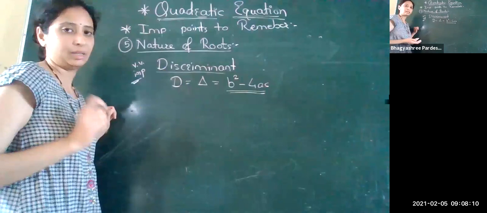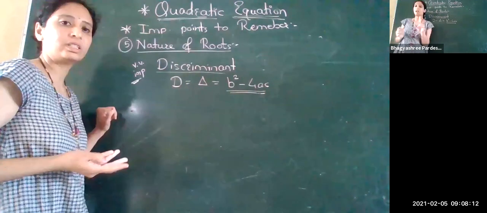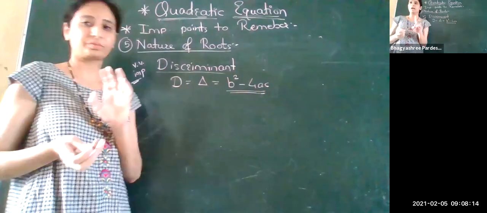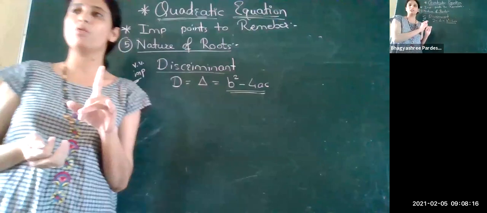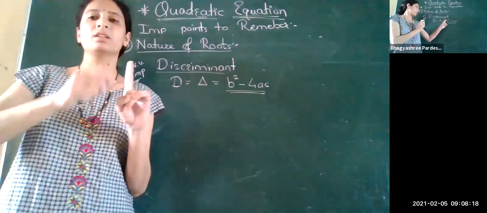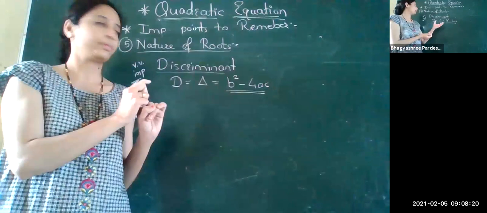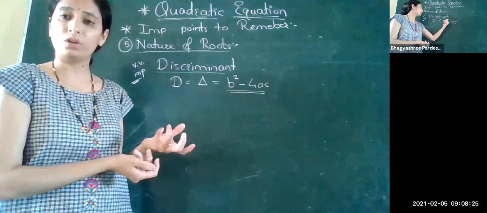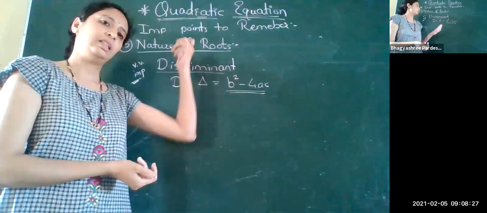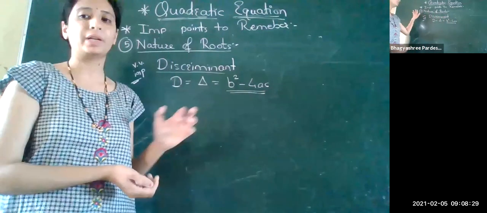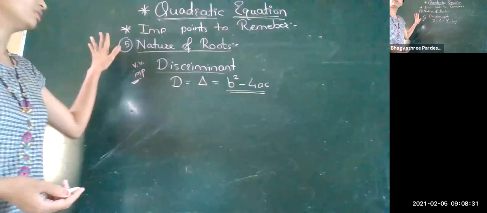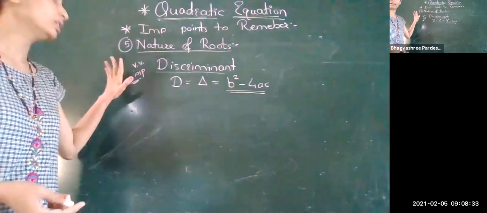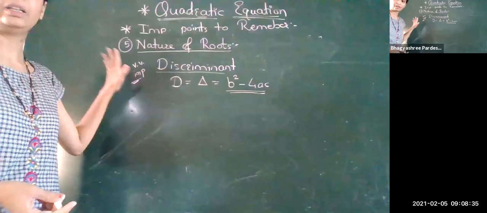How are the questions asked? For 1 mark, it can be asked as find the value of the discriminant or determine the nature of the roots. If nature of roots is asked, then also we have to make use of the discriminant only. So these are the most important. These are the 5 important points which you must remember while learning the quadratic equation. So I'm just repeating these 5.